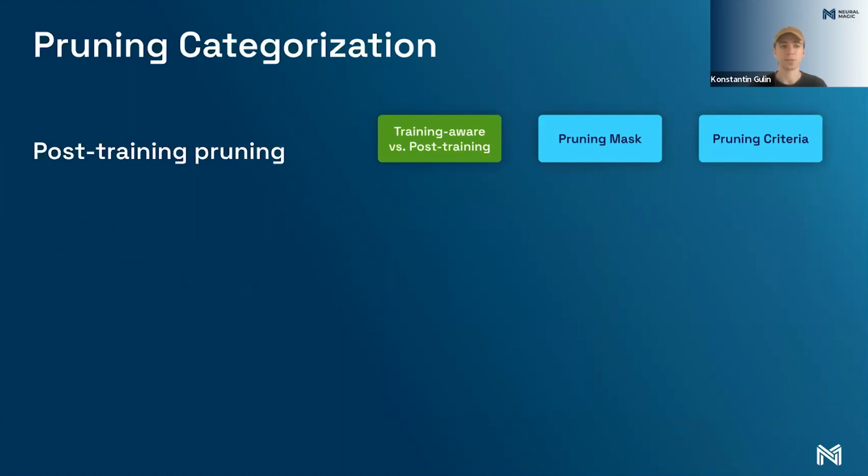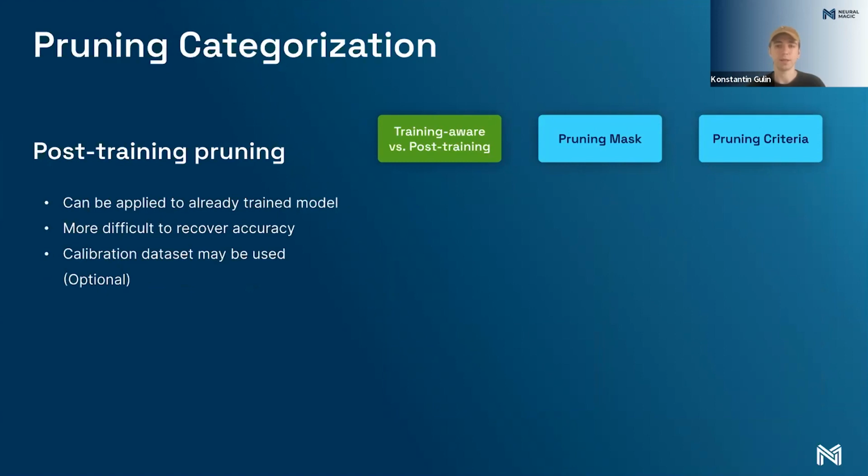But then on the other side of things, we have post-training pruning or one-shot pruning. Now, this is much simpler. We apply it to already trained models. But typically in life, there's no free lunch. So it's a simpler method, but also we have to pay a cost in terms of accuracy. And sometimes there's a calibration data set that's used. This does not involve any training. You basically just use the calibration data set to collect some statistics about your model and to figure out which weights you want to prune.